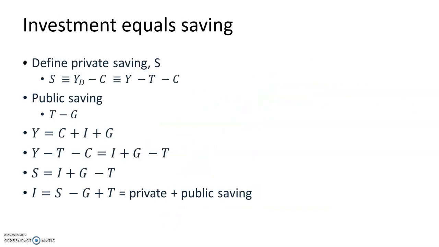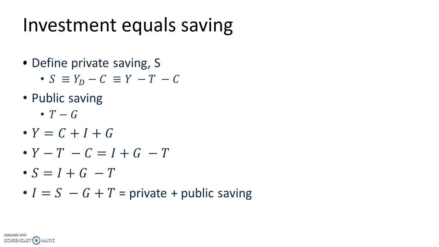Investment equals saving. Thus far, we have been thinking of equilibrium in the goods market in terms of production and the demand for goods. An alternative but equivalent way of thinking about equilibrium focuses instead on investment and saving. Let's start by looking at saving.